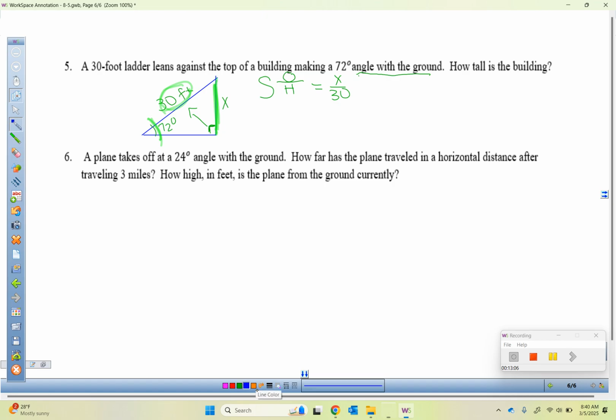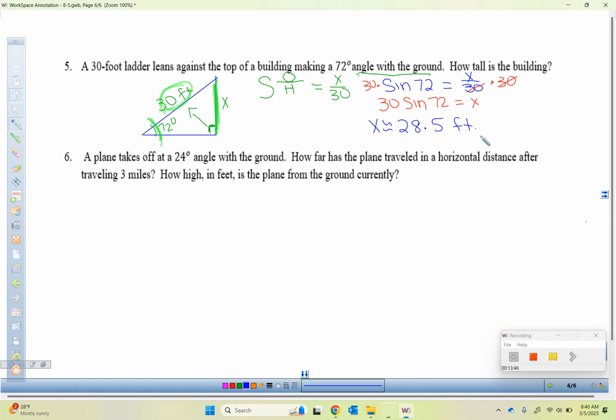Okay. And am I finding a side or an angle? Side. So that's regular sine. Okay. So I'm going to have sine 72 equals my x over 30. Getting rid of the denominator, I'm going to divide by 30. And that allows these to cancel, and that leaves me with 30 sine 72 equals x. Is x by himself? Yep, so I can just put that in my calculator. 28.5. Good, 28.5 what? Feet? So the building is approximately 28.5 feet tall.